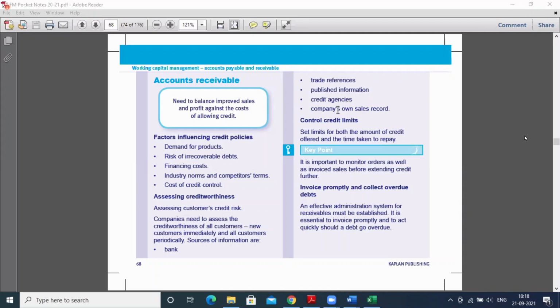That is financing cost. And industry norms and the competitor terms. Then cost of credit control. The cost of credit control means if you're selling the goods on credit basis, you need a separate department to monitor that. So how much you are expecting to incur to manage that particular credit department? That is known as cost of credit control. So here you need to mainly remember the major factors which affect the credit policies: demand for the product, risk of irrevocable debt, financing cost, industry norms and competitor terms, and cost of credit control.